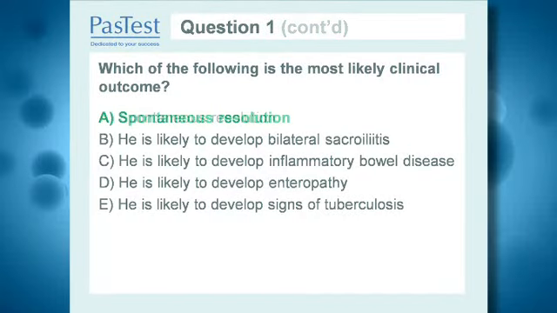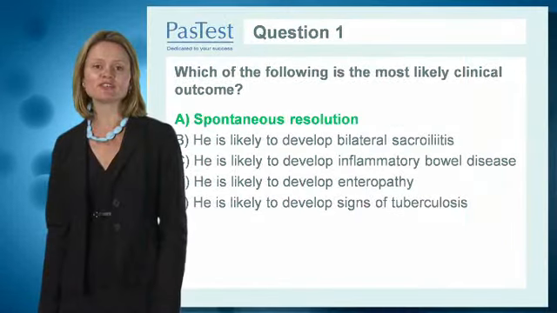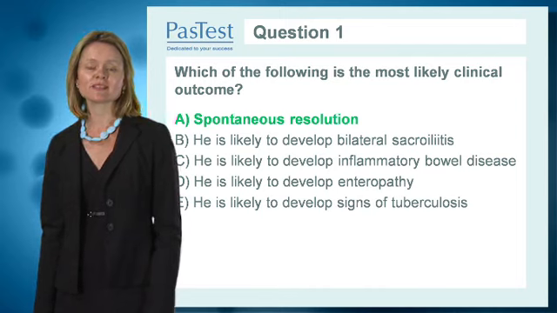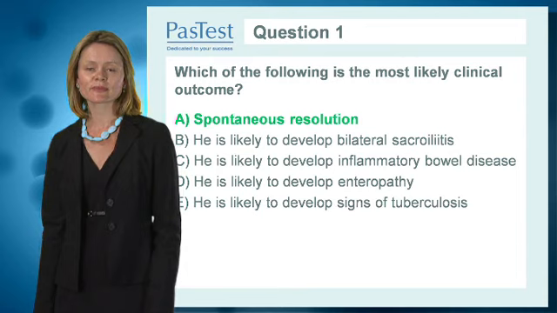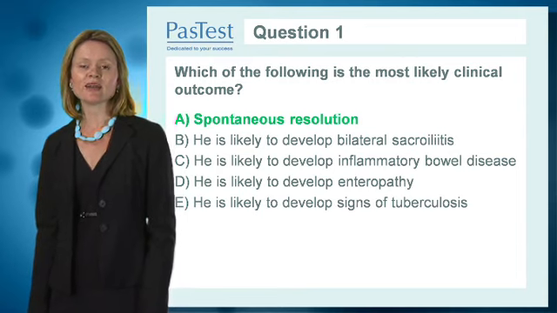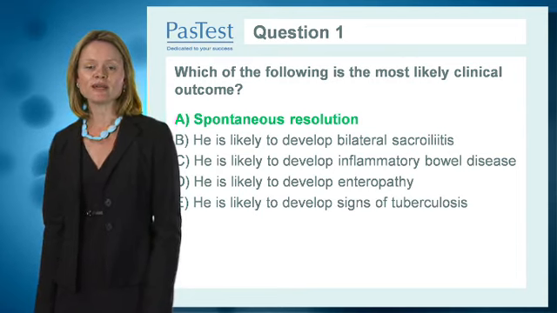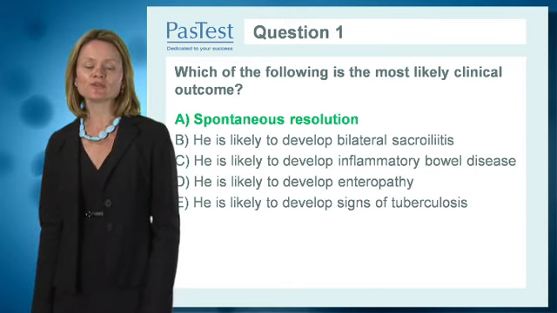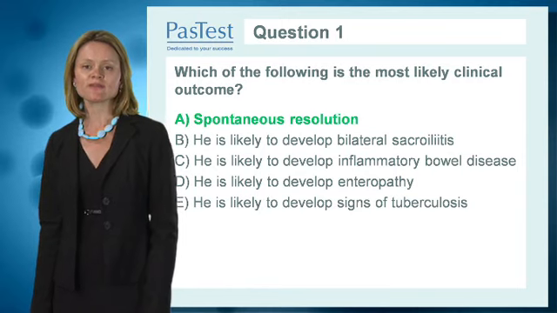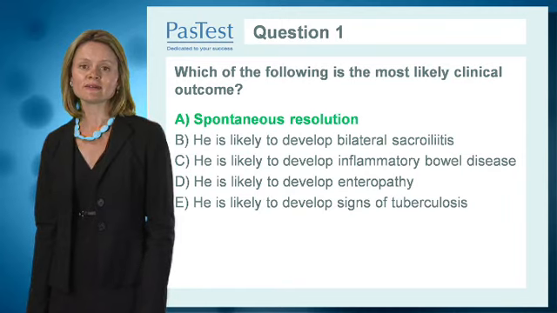So the correct answer here is A, spontaneous resolution. And to get this one right, you have to know the diagnosis. So the diagnosis in this question is erythema nodosum. And the features in this question that make it erythema nodosum are that the patient is young, he's got a painful rash, and it's nodules on the shins. The fact that he had a preceding pharyngitis is the icing on the cake. The fact that he's a lawyer is completely irrelevant to any dermatology problem.